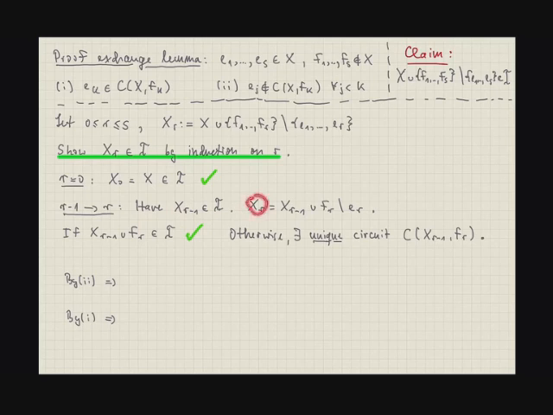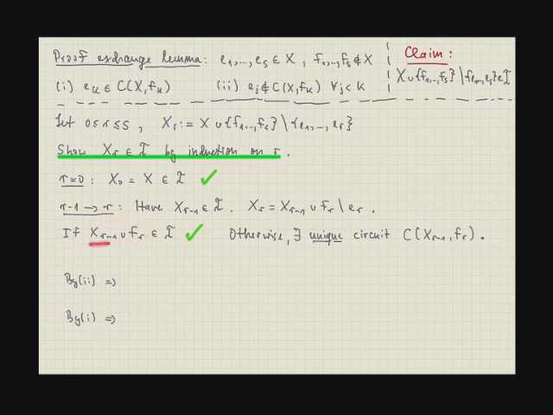What is Xr? Well, I take Xr-1, I add element Fr, and I remove element Er. So we have to show that this set Xr is an independent set. Well, the trivial case is if the addition of the new element Fr still leaves an independent set.